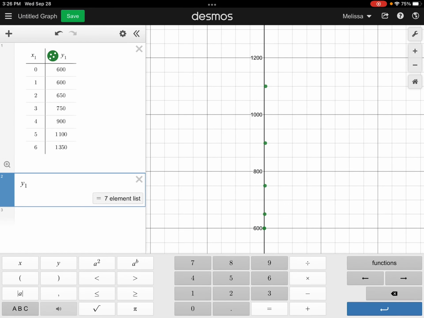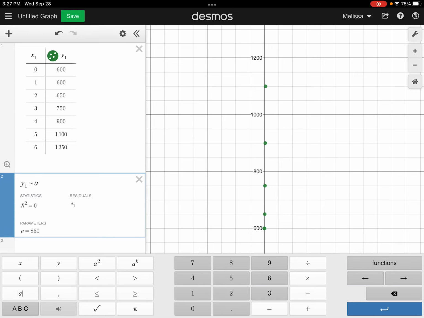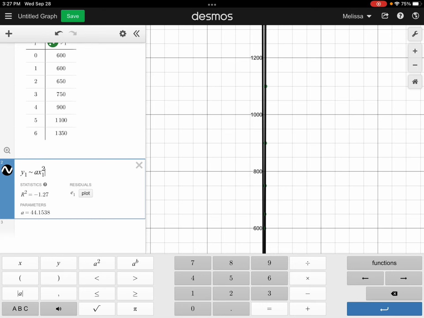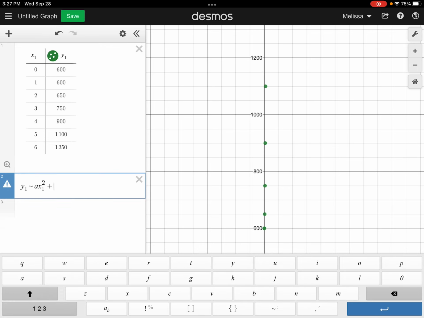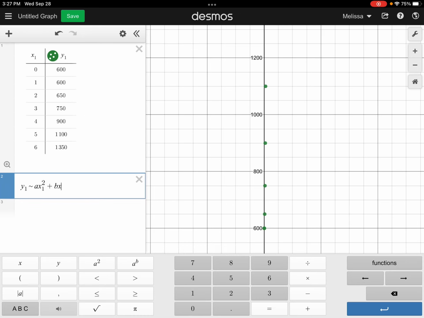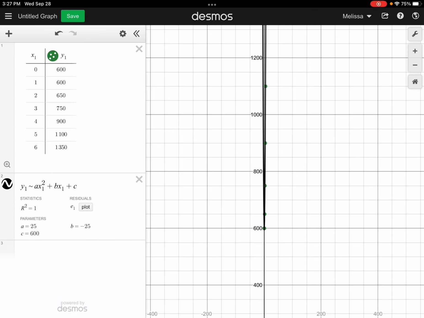So y1, then the tilde, a x1 squared plus b x1 plus c. Get all my letters in there.